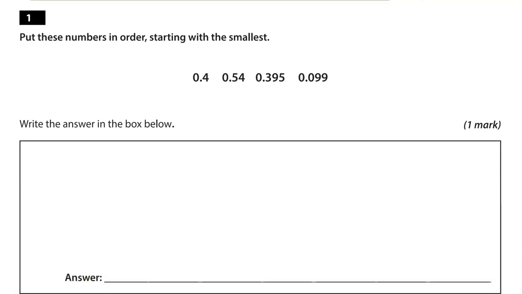Put these numbers in order, starting with the smallest. So, reading them out loud, 0.4, 0.54, 0.395, 0.099. Okay, so looking at the first digit, that is 0 for all of them. So that doesn't help us differentiate. For that reason, we're going to need to look at the second digit. So this is 4, this is 5, which is higher. So this tells me automatically that the second number is greater than the first one.